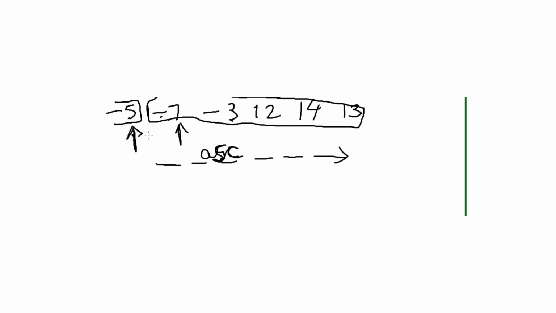And this violates the order that we have in mind, because the very first element has to be the least element, and -7 is less than -5. Hence there has to be a simple swap operation here, and -7 will come here, and -5 will go here. The rest of the array remains unchanged. We have -3, 12, 14 and 13.